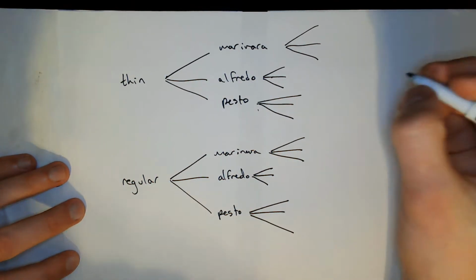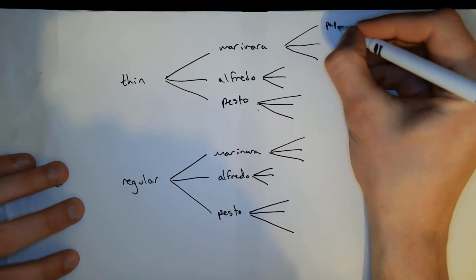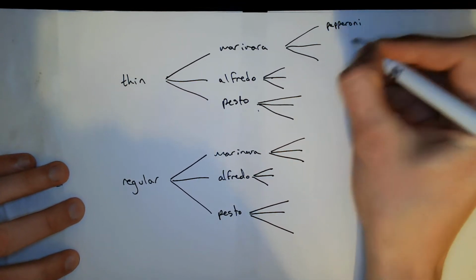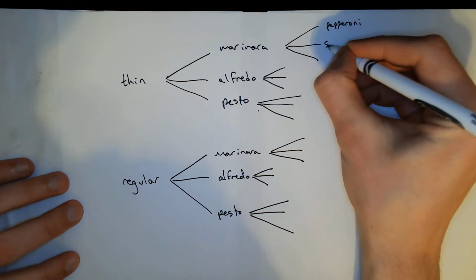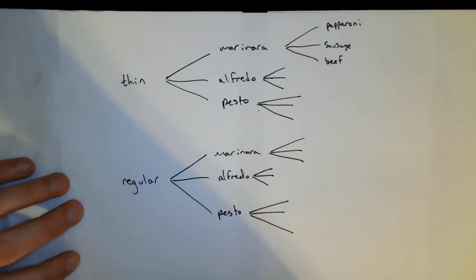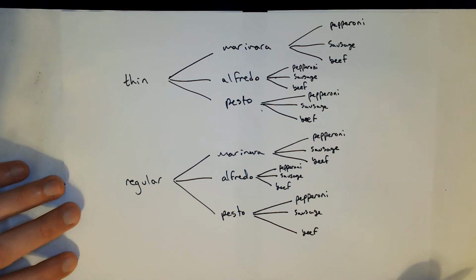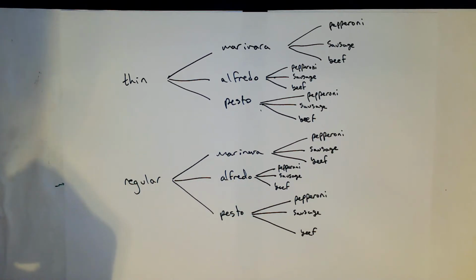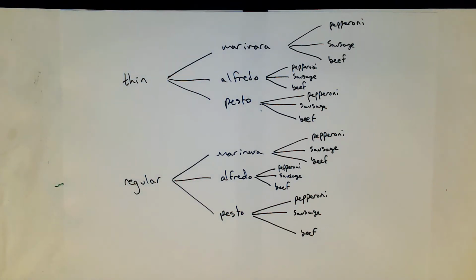The 3 choices for toppings are pepperoni, sausage, or beef. There they are. All right. How do I count how many total possibilities there are? How do I count that?